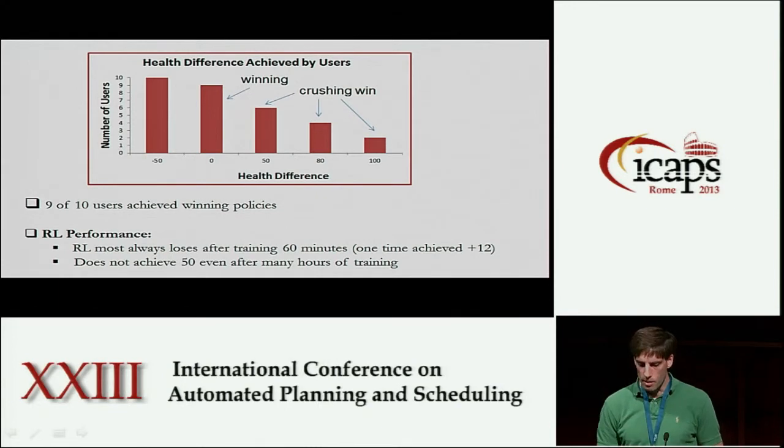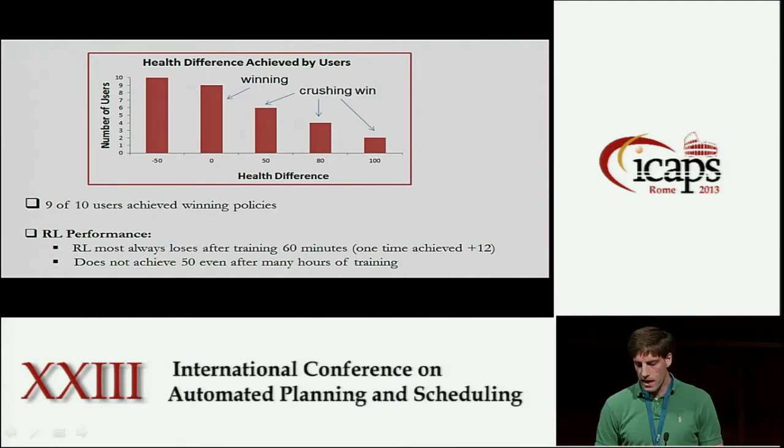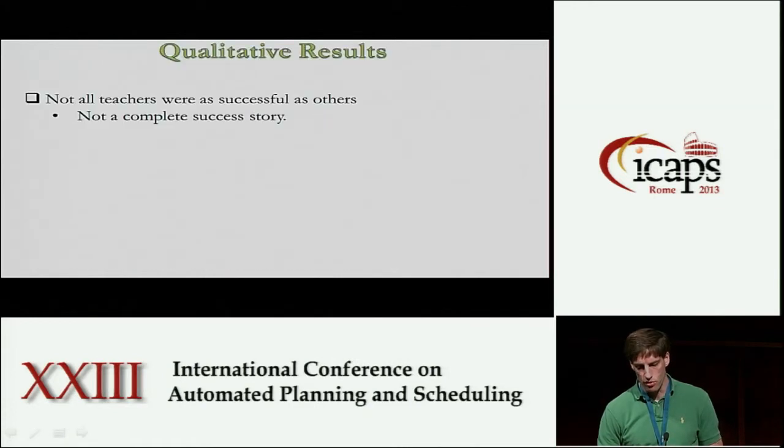One of those times, we got plus 12. That was the only winning strategy that we were able to find in the number of runs that we did. And even if you let it run for many hours, it does not get up to 50. It's a pretty hard reinforcement learning problem, in fact. So that was a nice positive result.